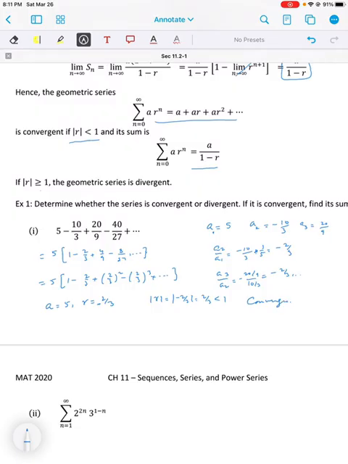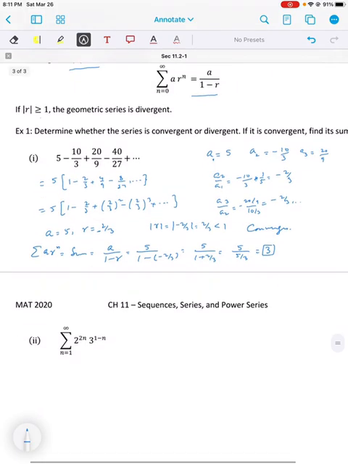Okay, so what is the sum of the series? The sum is summation a r to the n, which will be equal to a over 1 minus r. So what is a? a is 5 and r is negative 2/3, so it will be 5 over 1 minus negative 2/3, or 5 over 1 plus 2/3, or 5 over 5/3, or 3. So that is how you find the sum of the series.